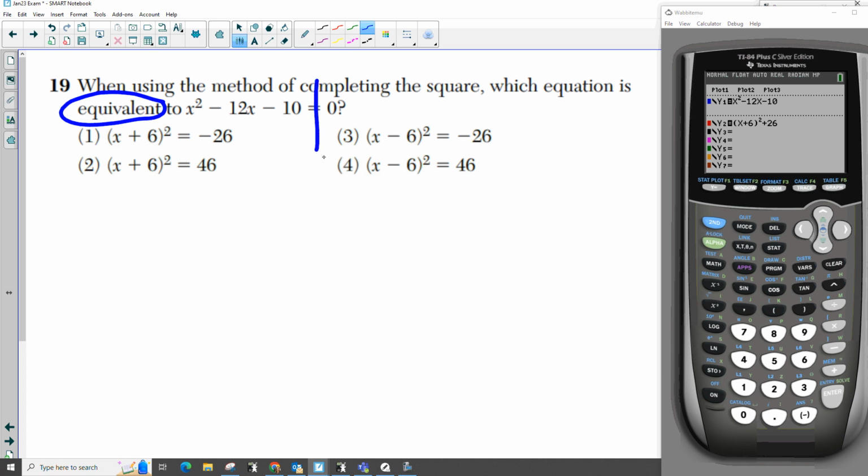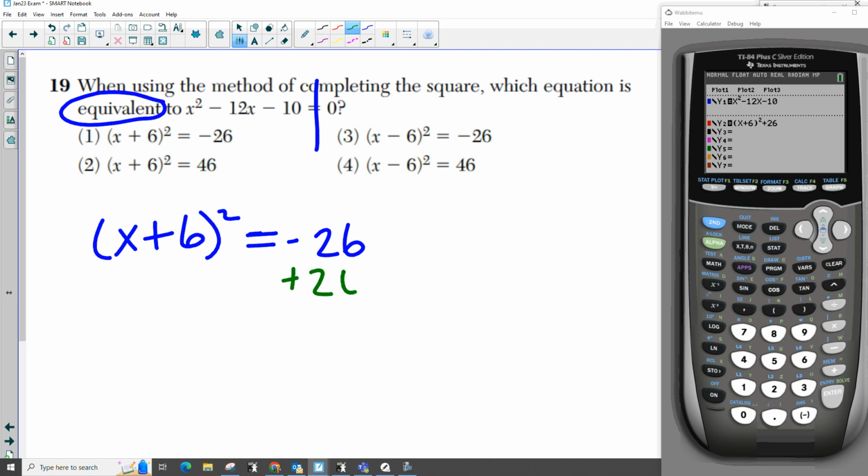So see how here we have equals 0 on one side? That's fine. But in number 1, we have this, and we have negative 26 over on the other side. So we're going to have to do a little work for each option before we put it in. And you'll notice what I have in the calculator here. I put the question in, and then I put x plus 6 squared plus 26, because I moved this 26 over to the other side.